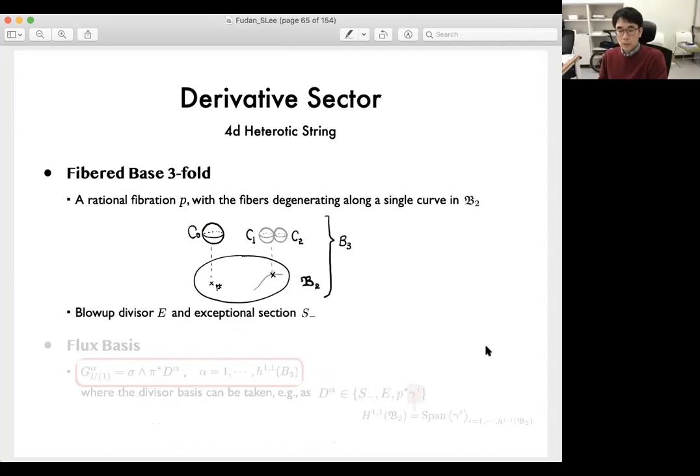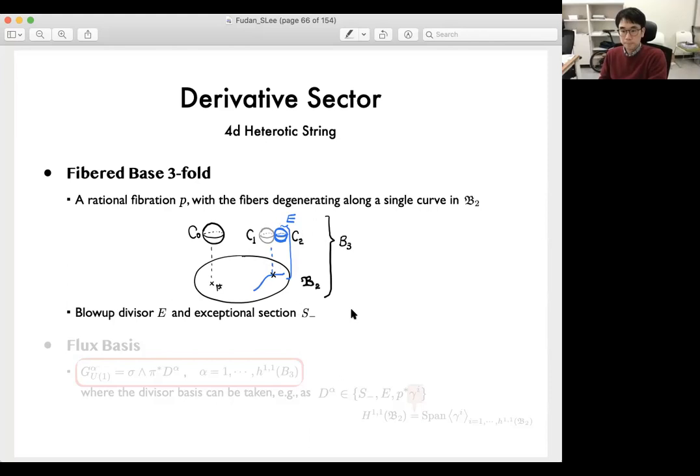So once again, we suppose that the base threefold B3 is rationally fibered over a certain twofold B2, and denote by P the projection map. To be concrete, we will assume that B3 is a blow up of a non-degenerate fibration along a single curve inside B2, but the arguments will easily generalize. So over this blue blow up locus within B2, the fiber C0 will split into C1 plus C2, and the fibration of C2s over this blow up locus in the base is going to be the blow up divisor denoted by E. And I will denote by S minus the section of the rational fibration P.